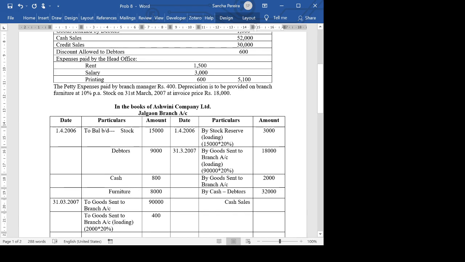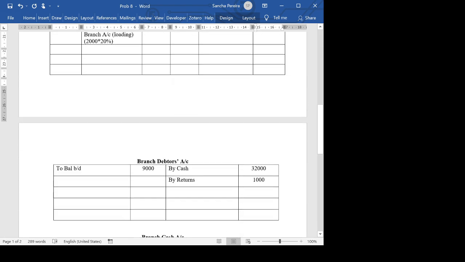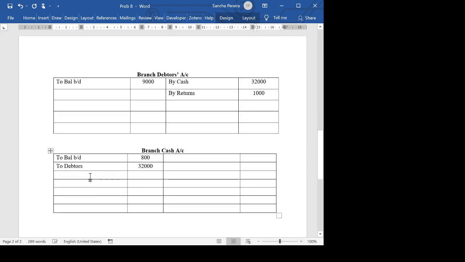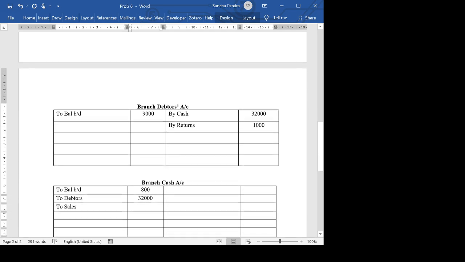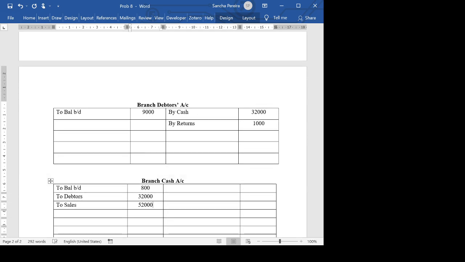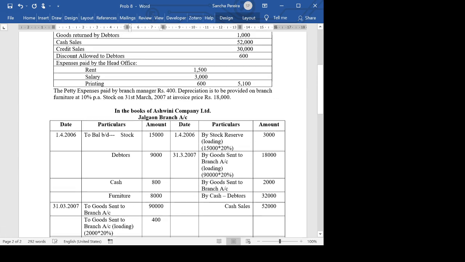So cash sales are 52,000. This is also going to affect the cash account. You're receiving cash on account of sales. So to sales, the fact that it is in the cash account, it's understood it's cash sales. If it was credit sales, it would have never come here. If it was credit sales, we couldn't put it here. Okay, so cash sales are 52,000.